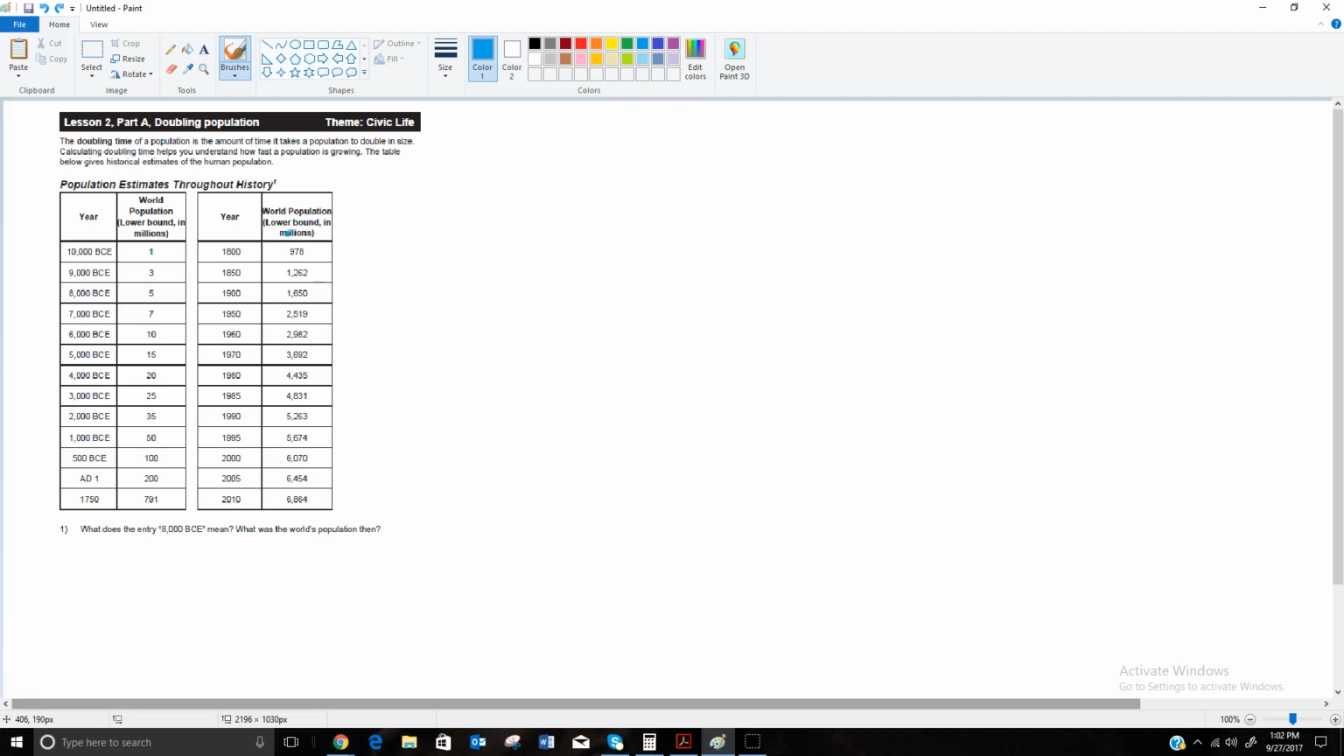It's important to note up here that it says this is a lower bound in millions. So when you see this number 1, that of course doesn't mean there was one person in the world. That means there was 1 million people in the world. 9000 BC, 3 million people in the world, and so on. What that means is that if we were to write this number down as a regular number, we'd have to add 6 zeros to the end of it, because a million has 6 zeros in it. So we'd have to move the decimal place over 6 spots, which in this case, since these are all whole numbers, would mean adding 6 zeros.